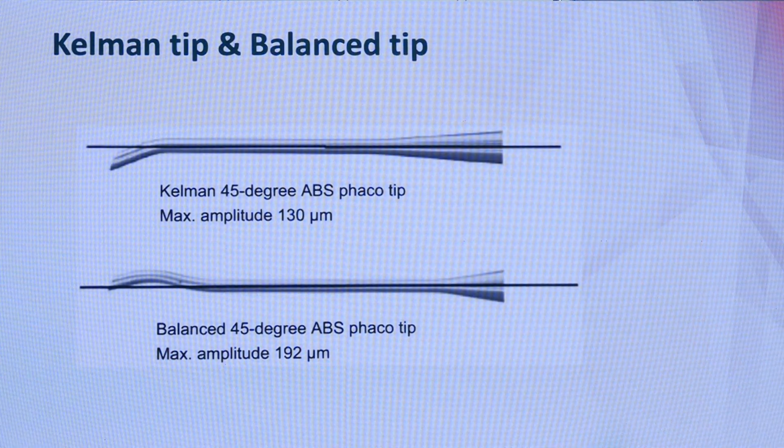Then there are two kinds of tips. One is a straight tip. The other came as a Kelman tip, which is slightly bent 45 degrees along with the aspiration bypass system. It used to give a stroke length. Stroke length means the movement of the tip, the length that it will go forward and backward, the distance it will cover. So it was 130 microns. To increase this came a balanced tip, which was a 2-bend tip at 45 degrees. It also comes with the aspiration bypass system, and the stroke length here is 192 microns, which is the highest. It gives a higher distance of cutting.